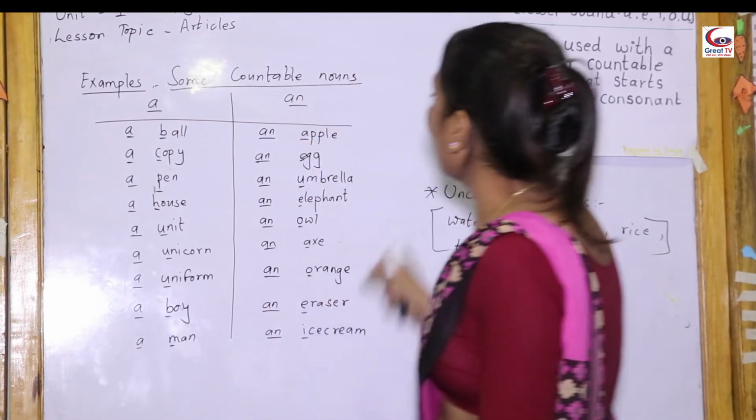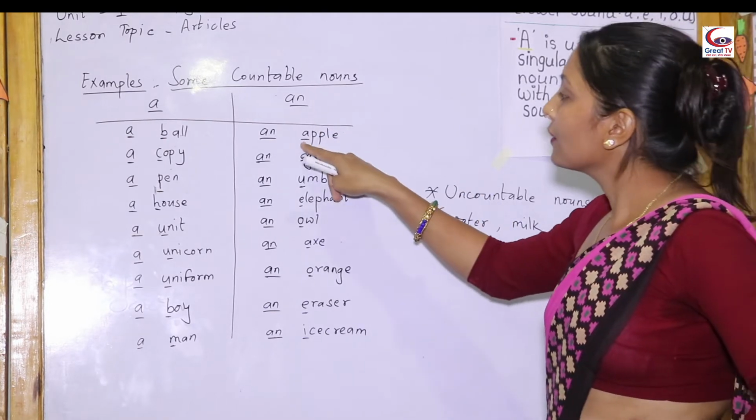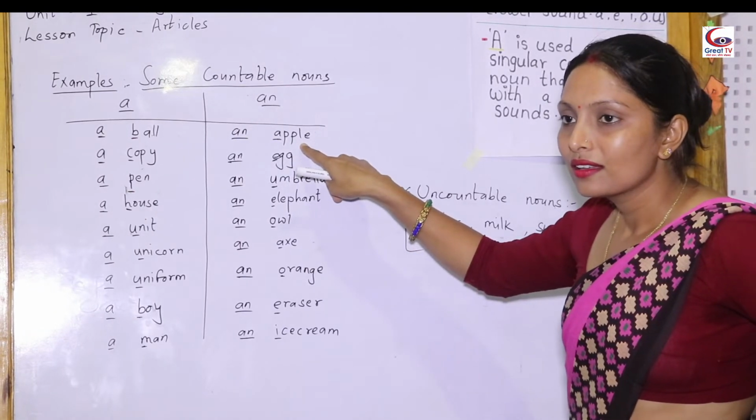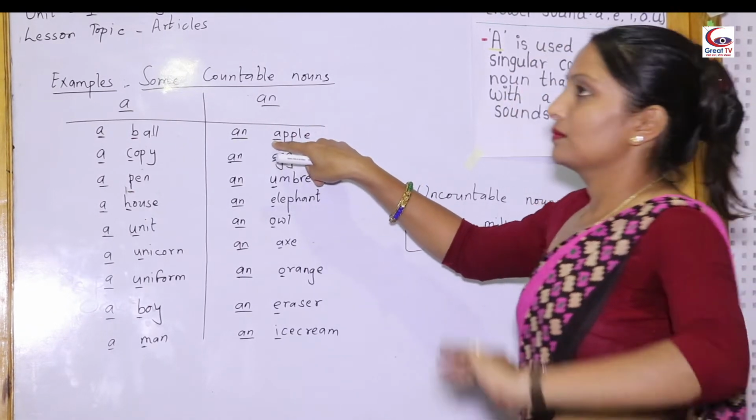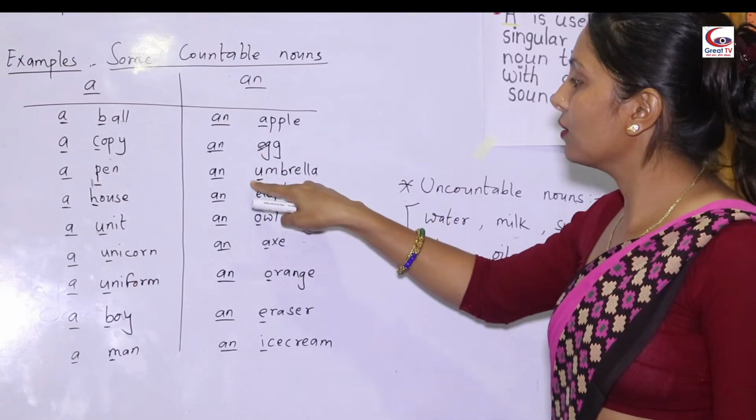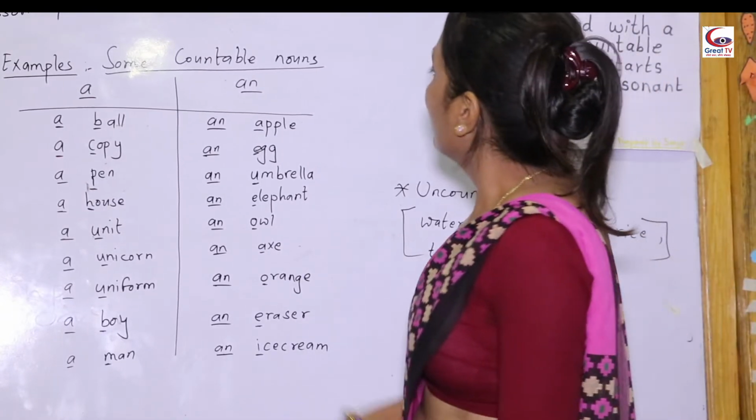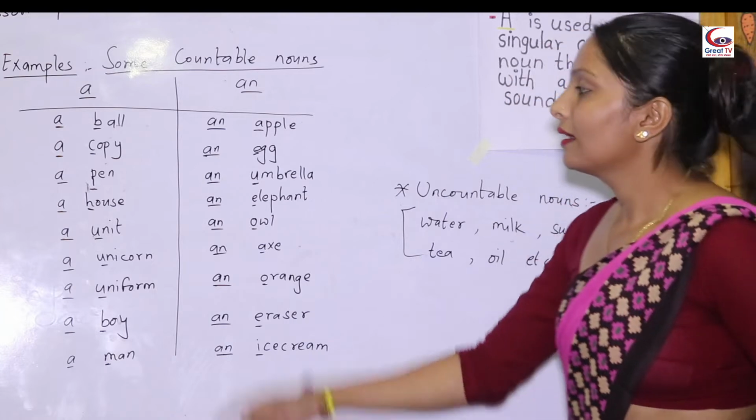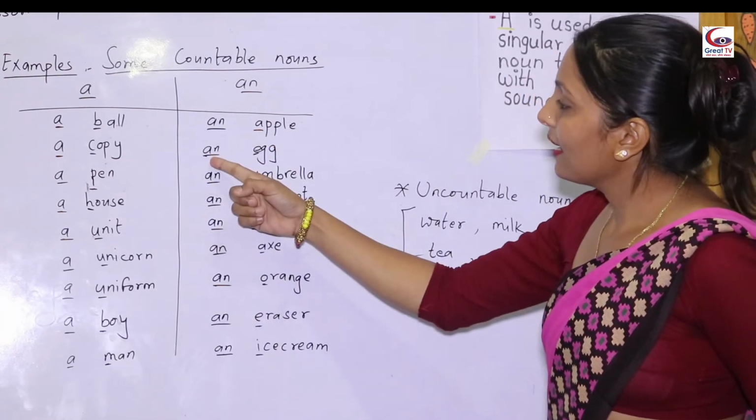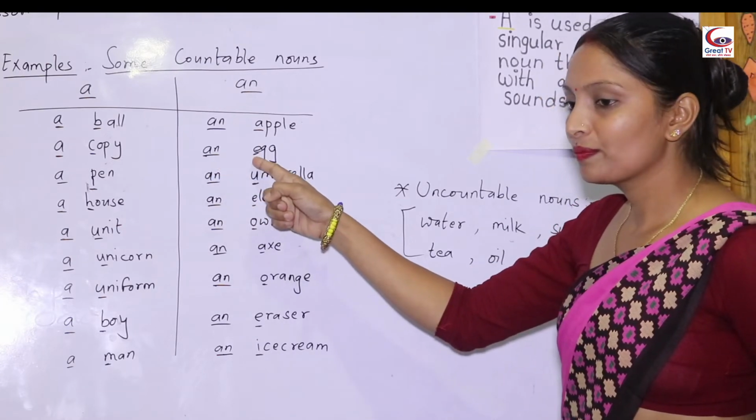Okay? Here are some examples of an. Be careful while I pronounce these words, which sound is pronounced at the initial part of the word. Be careful, okay? An apple. An egg.